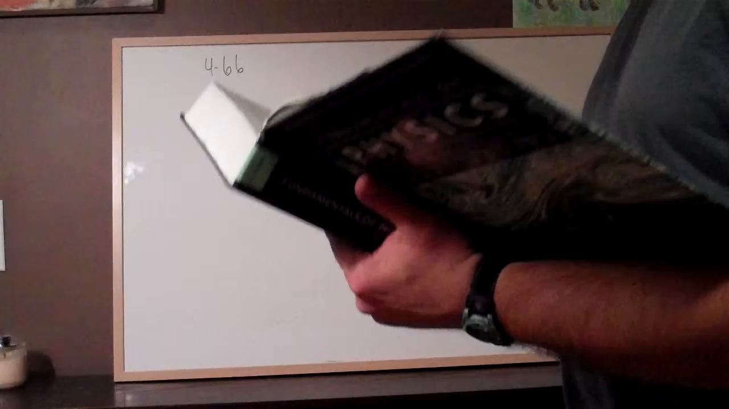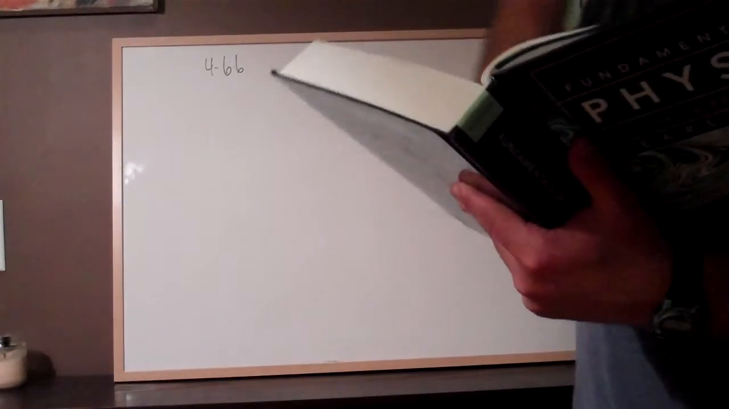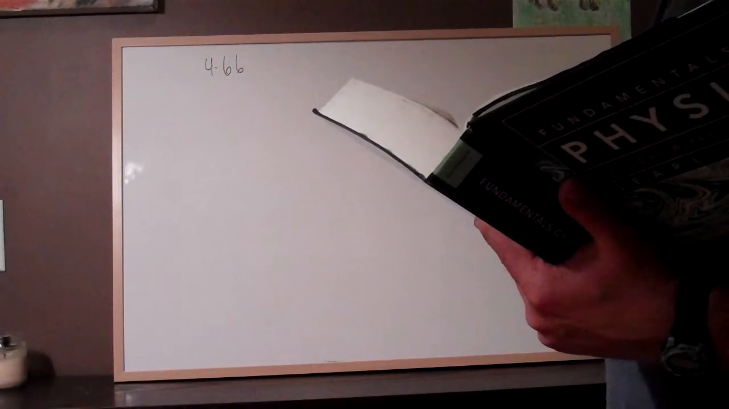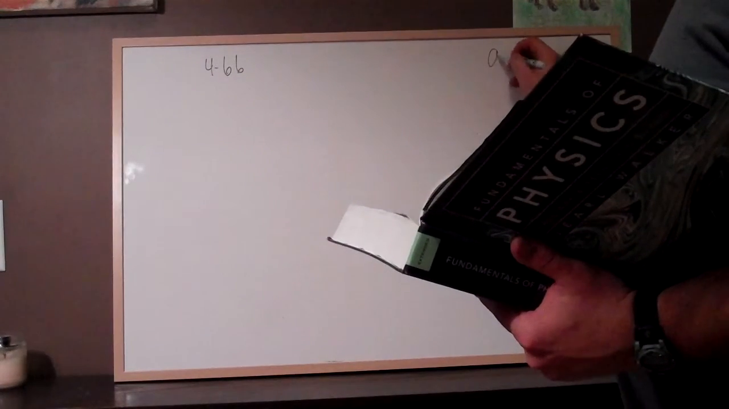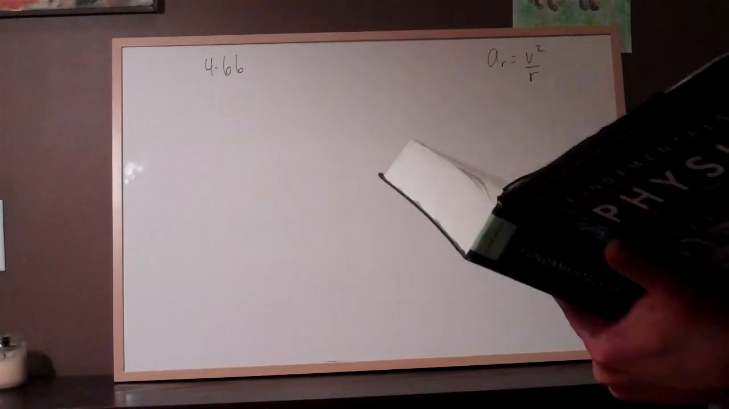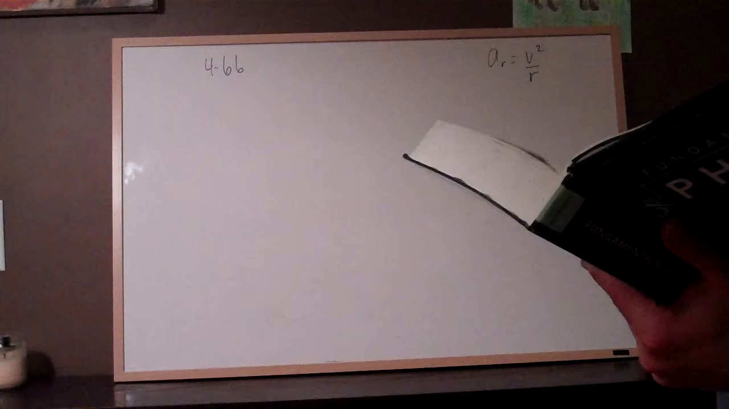Okay, so another good one from this section is chapter 4, number 66. And this one is, a particle moves along a circular path over a horizontal xy coordinate system at a constant speed. So great, constant speed means centripetal acceleration is v squared divided by r. v is the speed, r is the radius of the circular path.